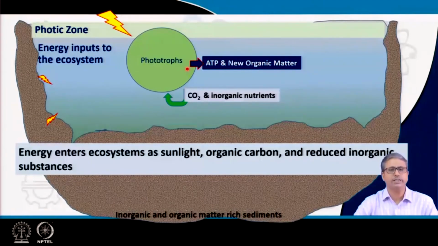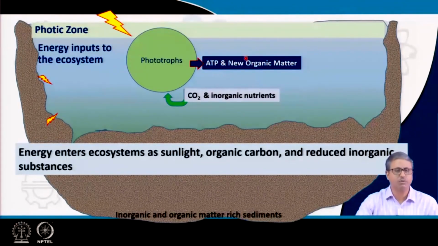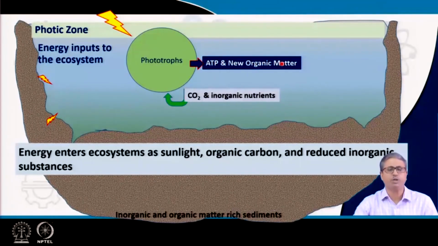Along with the inorganic carbon, nutrients will be required. So, inorganic nutrients like nitrogen, phosphorus, sulfur, iron, etc., which are often present in soluble form within the water column, will also be assimilated. The phototrophic organisms will be capable of converting this carbon into the essential energy form, ATP, and new organic matter will also be synthesized. This new organic matter, as we discussed earlier, will contribute to the organic matter pool of this ecosystem, which can be the cell mass itself or the released metabolites or metabolic products from these phototrophic organisms.